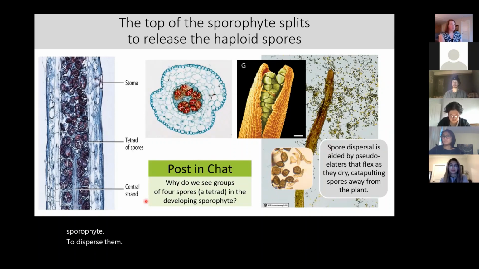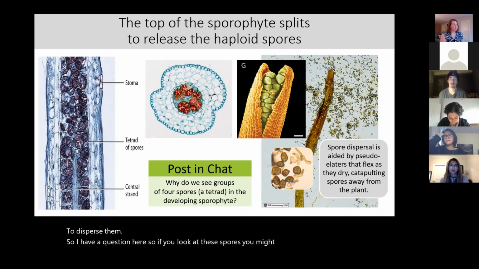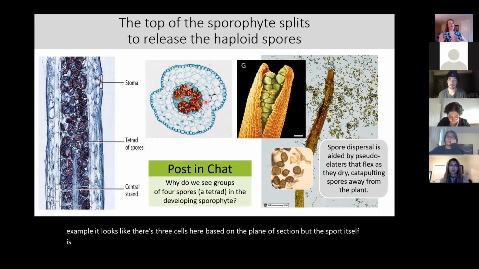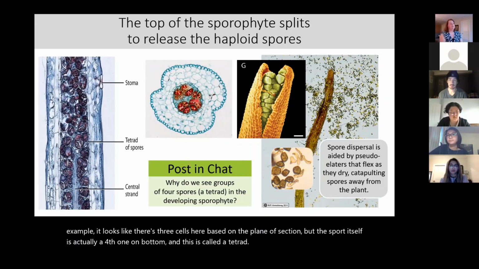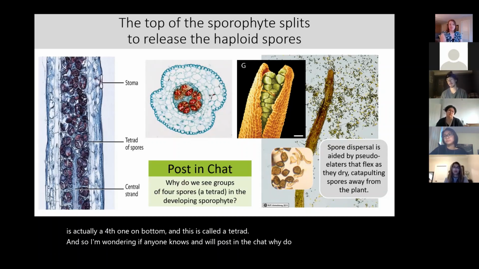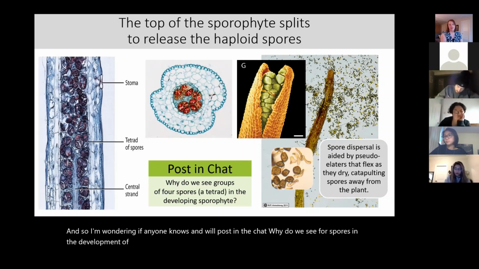So I have a question here. If you look at these spores, you might notice that this one, for example, looks like there's 3 cells here based on the plane of section, but the spore itself has actually a 4th one on the bottom, and this is called a tetrad. And so I'm wondering if anyone knows, and we'll post in the chat, why do we see 4 spores in the development of the sporophyte? Any ideas?